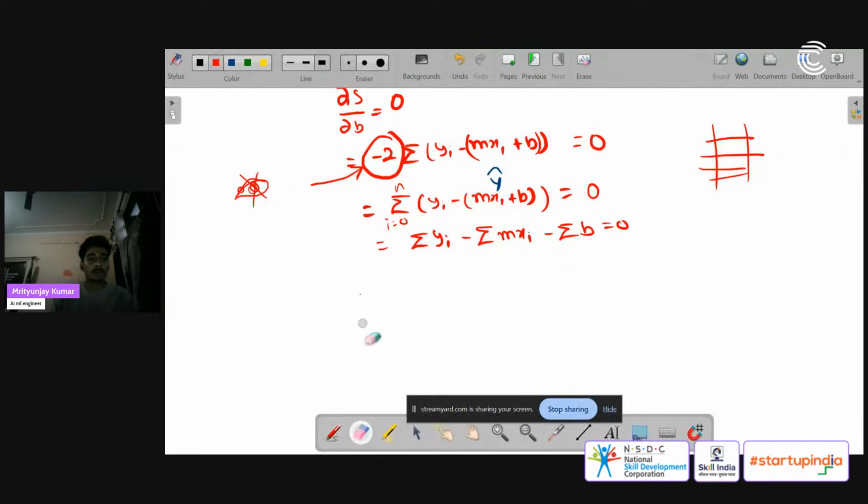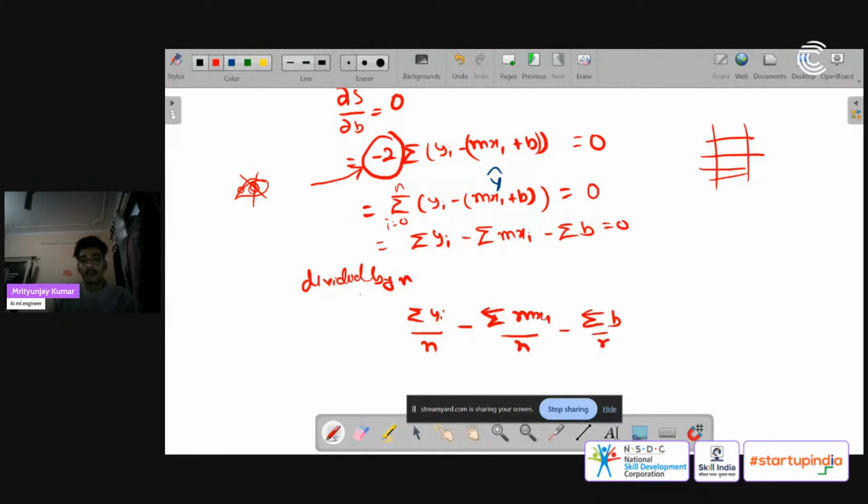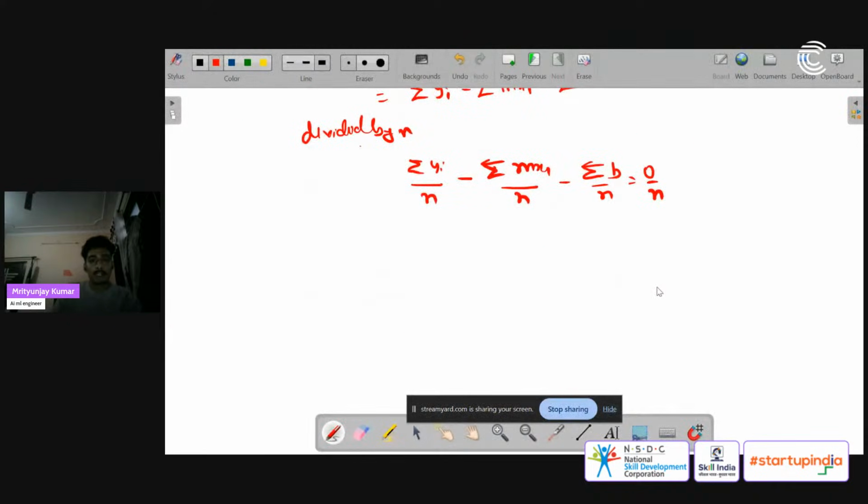So this formula is going to become easy for us. When we divide by n on both the LHS and RHS, what will we get? We get summation of y_i by n minus summation of m x_i by n minus summation of b by n equal to 0 by n. It is also currently 0. After doing everything, it is still going to be 0 only.